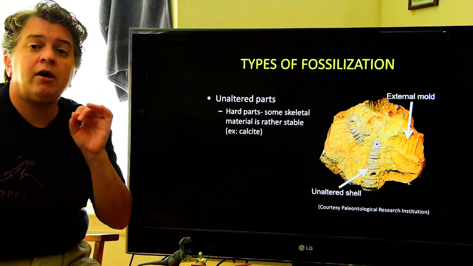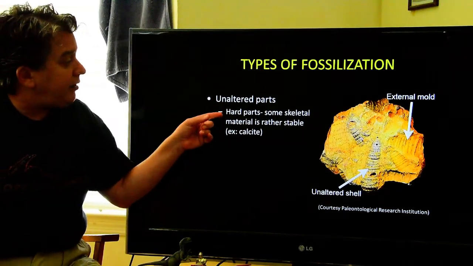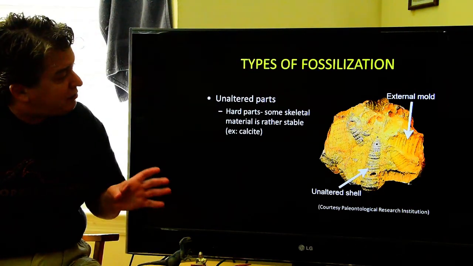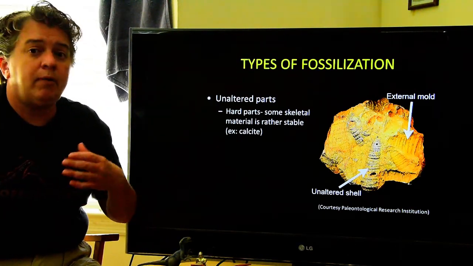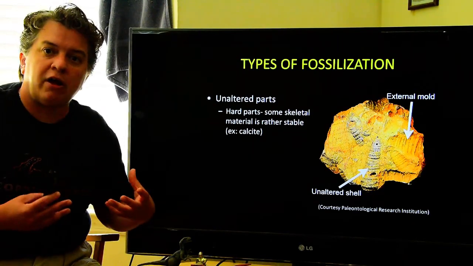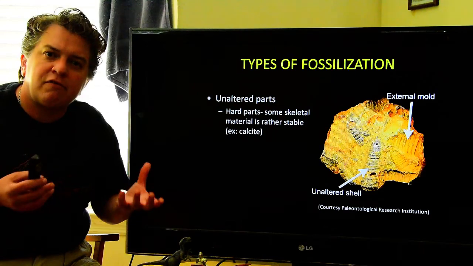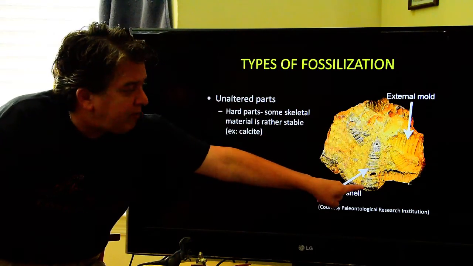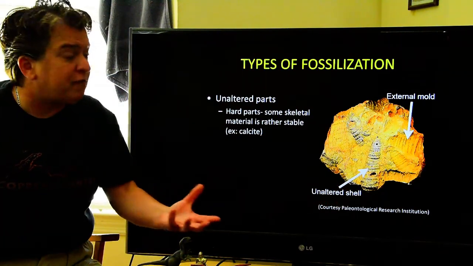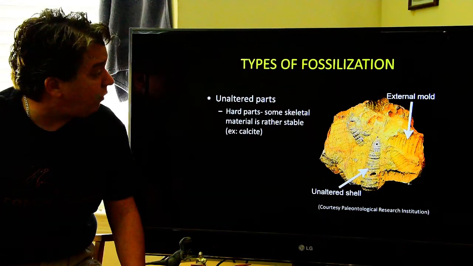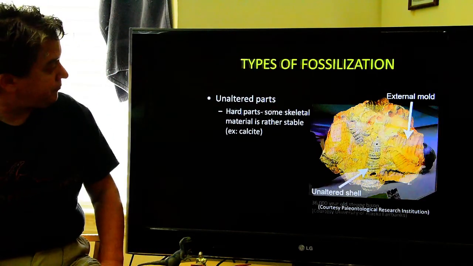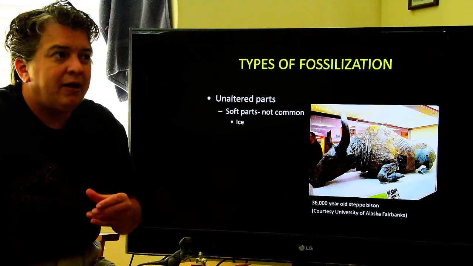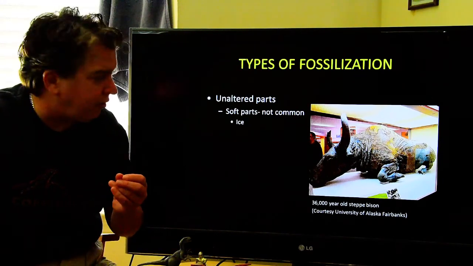You can have unaltered parts. In hard parts, some skeletal material is quite stable. A great example is calcite. There are many organisms that have created shells out of calcite. Calcite is an extremely stable mineral over time. And so you'll have these shells made from calcite, and that's exactly the substance that they were when that organism was alive. So that's unaltered. Now, you can get unaltered soft parts, but that's a lot harder to preserve.